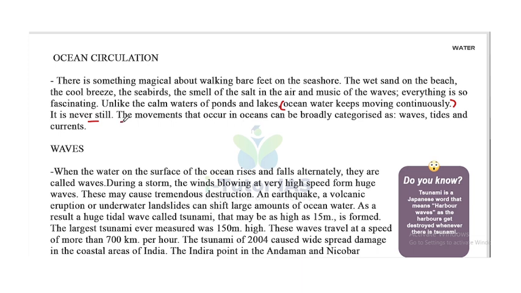The movements that occur in the ocean can be broadly categorized as waves, tides, and currents. So there are mainly three types of water movement in the ocean. The first one is waves, and the second and third are tides and currents.